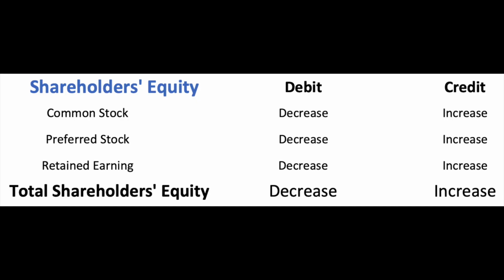The third part of the balance sheet is stockholders' equity. Common stock increases with a credit and decreases with a debit. Preferred stock increases with a credit and decreases with a debit. Retained earnings increase with a credit and decrease with a debit.